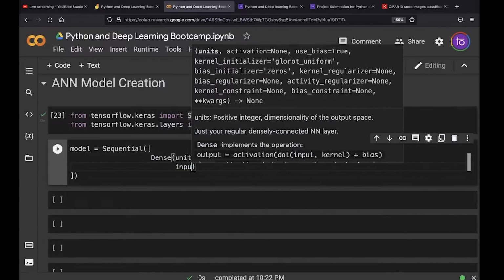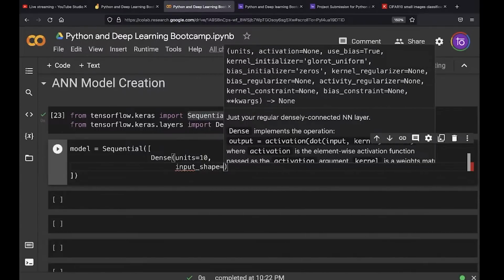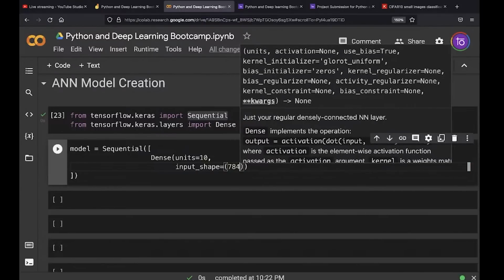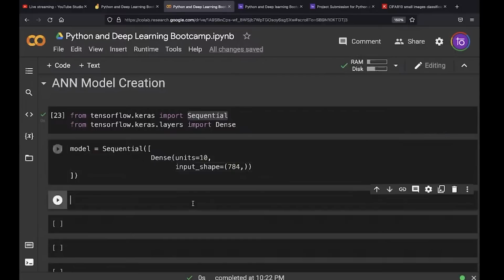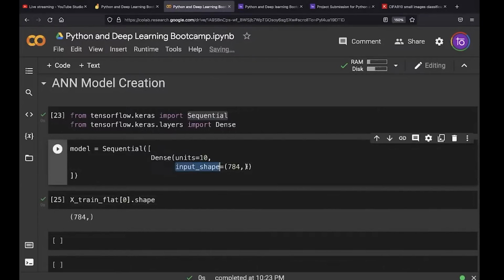Second, the input size, because you need to make sure that the first hidden layer is connected with the input layer, right? So I need to give the input shape as well, that is, what exactly is the shape of the image. Now the shape of the image is 28 into 28, that is 784. How do I know that it is 784? Let me show you. If you check the x_train_flat shape, it will be 784, right? With the help of this 784, I already know the input size will be 784.